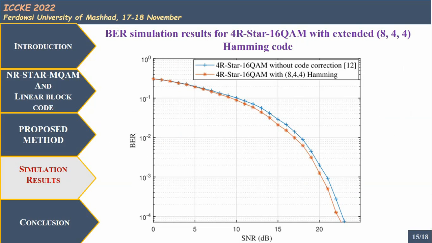This figure shows the bit error rate performance of the four-ring star 16QAM joint ADC-less analog demodulator and decoder with extended 844 Hamming channel code. In this simulation, we assume that the amplitude threshold includes EAT equal to 10% distribution, with R0 equal 1, R1 equal 2, R2 equal 3, and R3 equal 4. This simulation result shows that by correcting the error bit related to the amplitude threshold estimation, the system performance is improved.